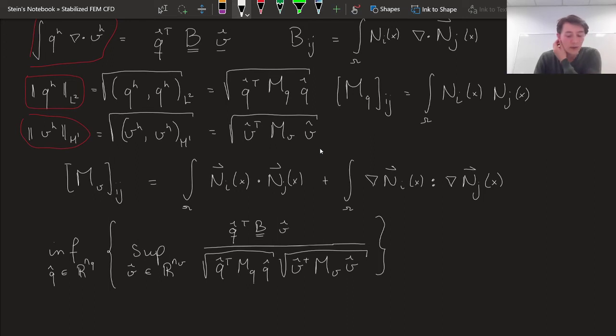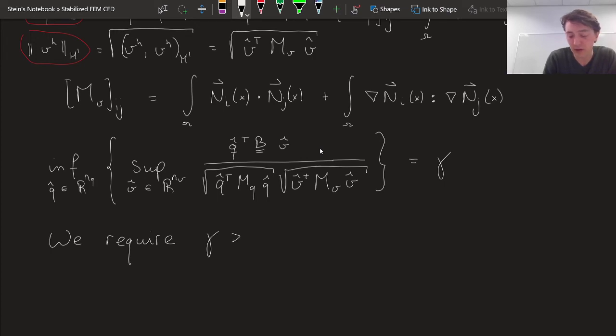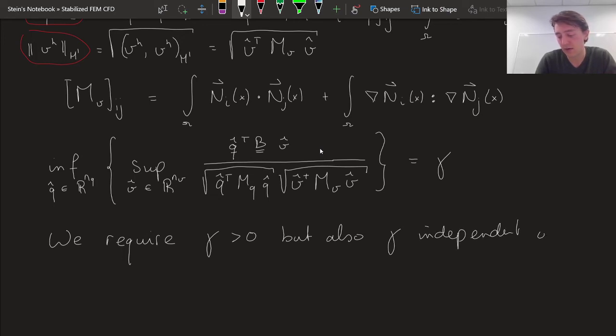Okay, now this defines a gamma, and we're hoping to find that gamma is larger than 0. So we require, for a good finite element method, first of all, gamma larger than 0, that's going to give us a unique solution, but also gamma independent of h, a value that's not going to change if we refine. Okay, now does this make things any easier?